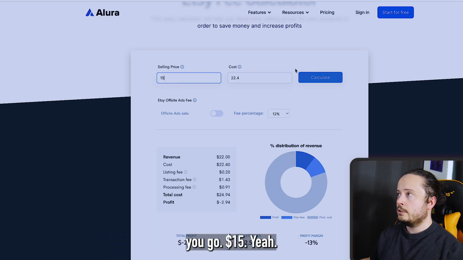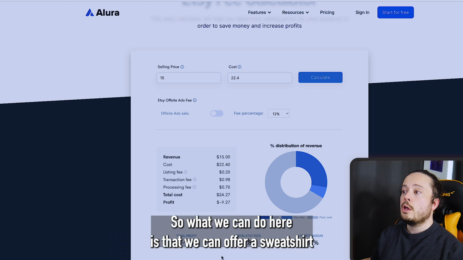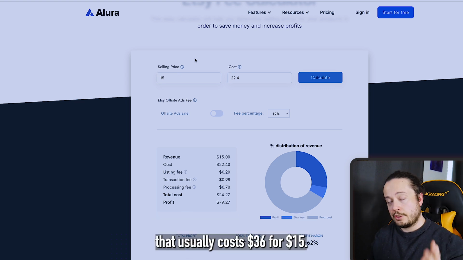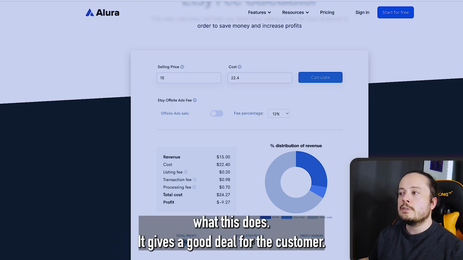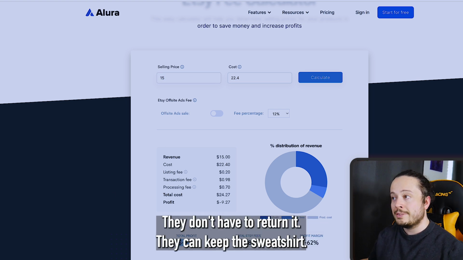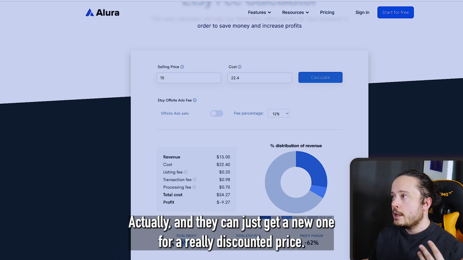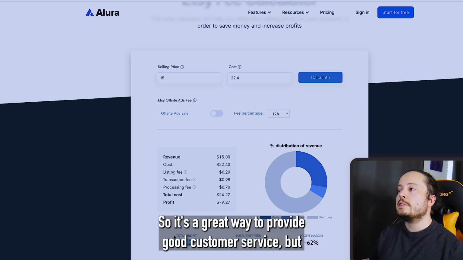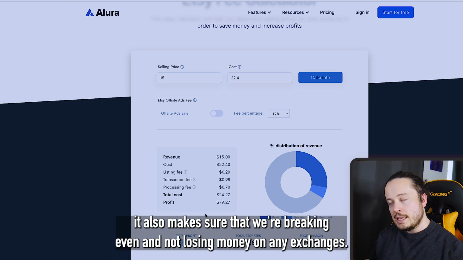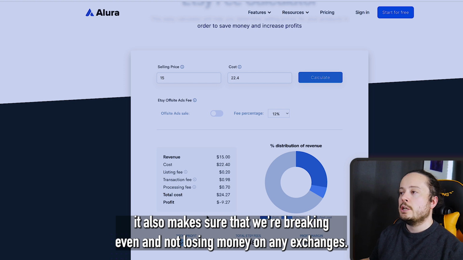You go $15. Yeah. So what we can do here is offer a sweatshirt that usually costs $36 for $15. This gives a good deal for the customer. They don't have to return it. They can keep the sweatshirt, and they can just get a new one for a really discounted price. So it's a great way to provide good customer service, but it also makes sure that we're not breaking even or losing money on any exchanges.